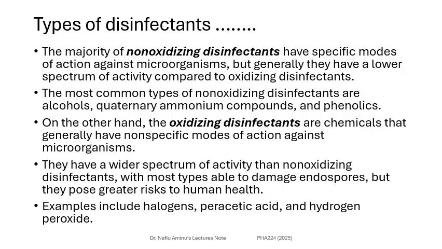But the oxidizing ones are more lethal in terms of their destructive ability against microorganisms, and they also pose more danger to cells. So they are not recommended for use on skin or animal parts. Examples of these oxidizing disinfectants include halogens, peracetic acid, and hydrogen peroxide, which we use to disinfect premises, environments, and all our areas of work.